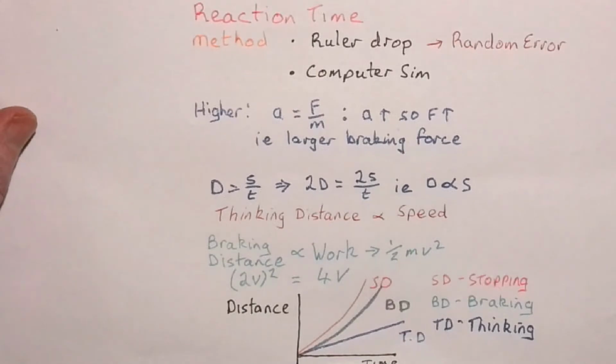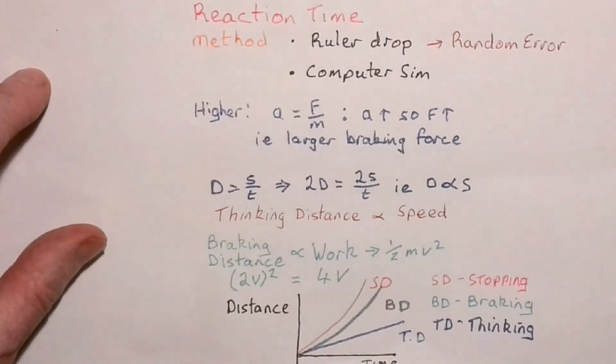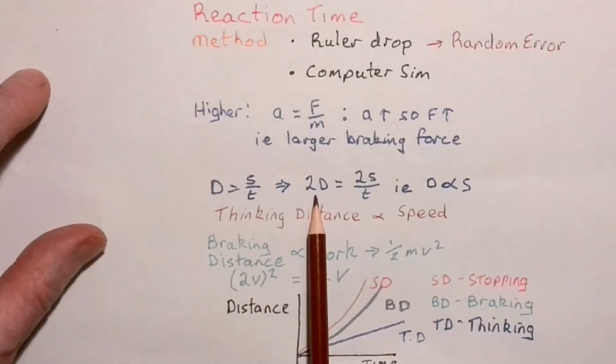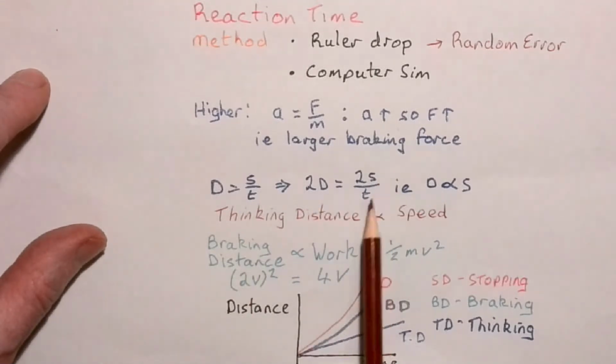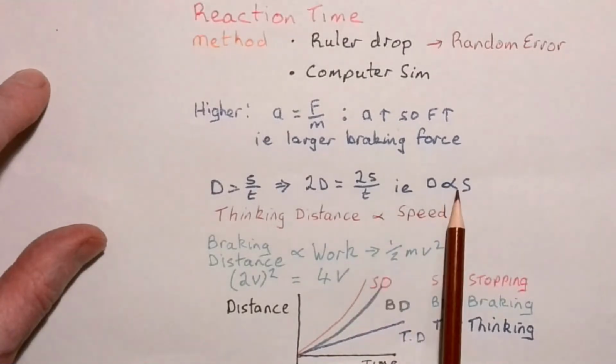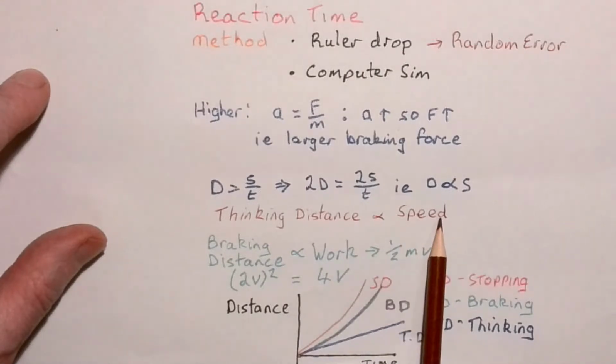How is the distance traveled affected by both braking distance and thinking distance independently? Well, distance is speed multiplied by time. So therefore, if you double the speed, you will get double the distance in the same time. This means that the distance traveled is proportional to the speed. So the thinking distance is proportional to the speed, i.e., if you double the speed, you double your thinking distance.